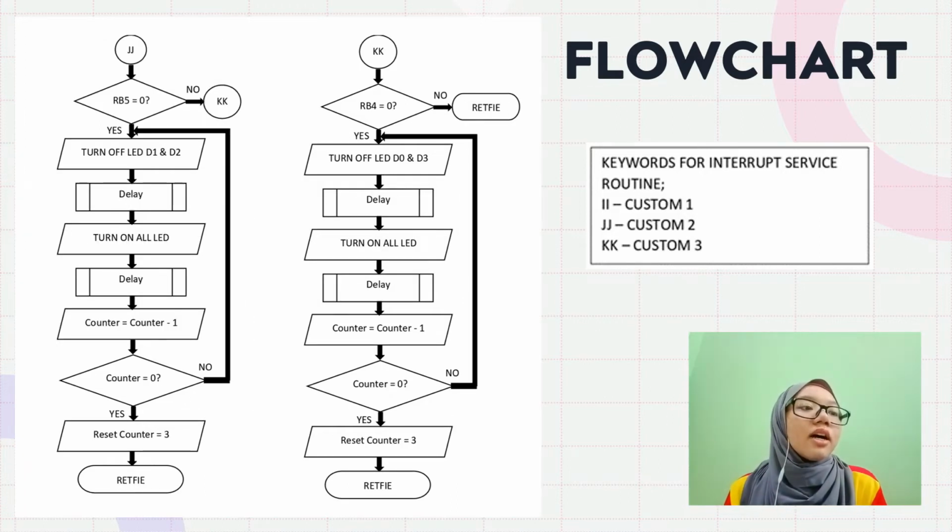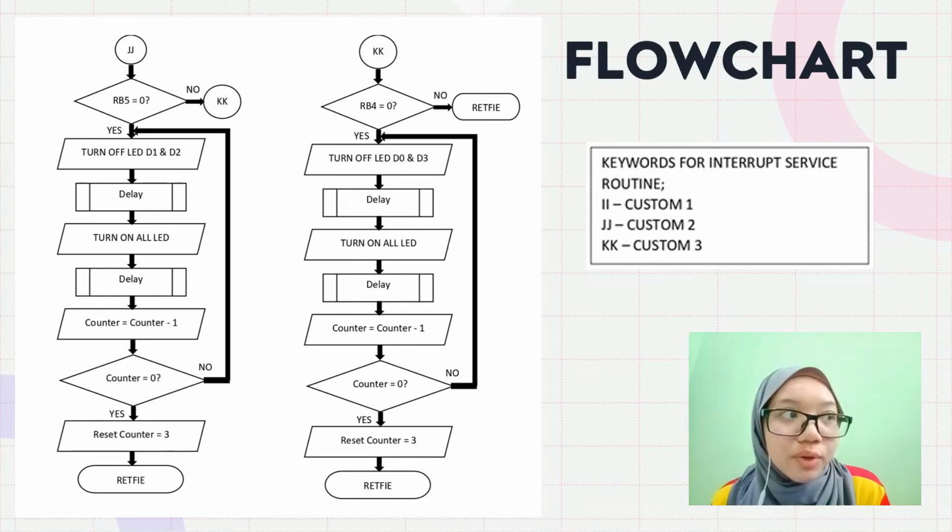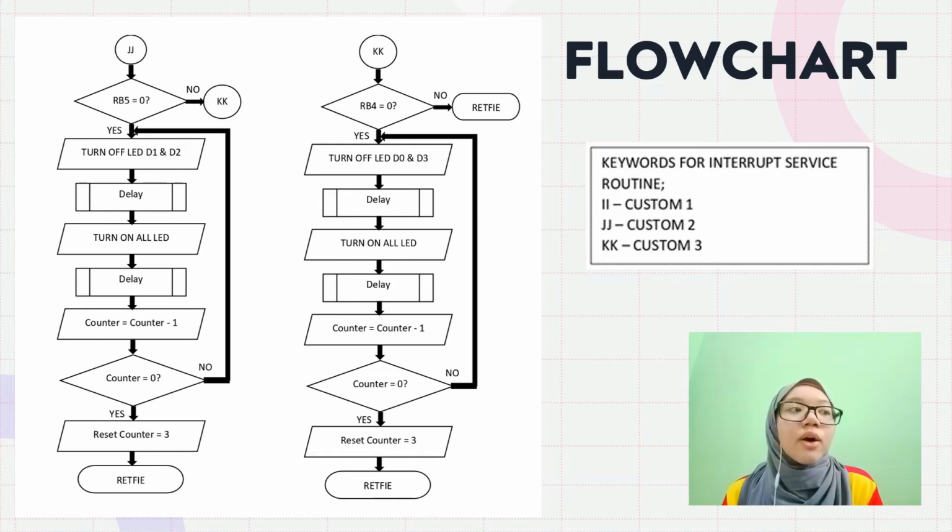Okay, so next, if RB6 is not equal to 0, we'll move to custom 2. At custom 2, we check if RB5 is equal to 0. If RB5 is equal to 0, we will turn off the LED at D1 and D2 and have a delay routine, and turn on all LEDs again and have a delay routine, and then decrease the counter by 1 until the counter equals 0. So it will continue as long as it is not equal to 0. And then if the counter equals 0, we will reset the counter back to 3 just like before, and then return from the interrupt service.